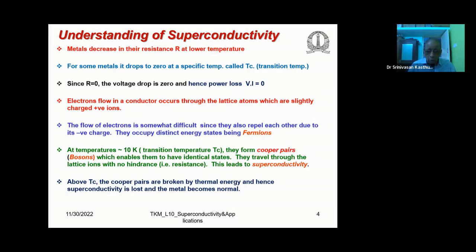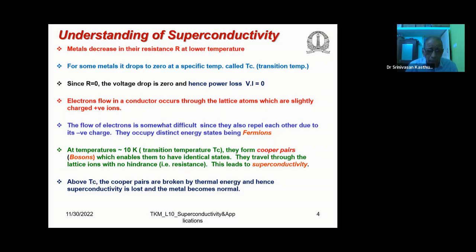So what really happens? Imagine the electrons are flowing from one location to another. First it gets attracted by the positive ions, which is the nucleus, and then as it moves because of its velocity, it gets attracted by the next positive ion and so on. So gradually the electrons move through the lattice.